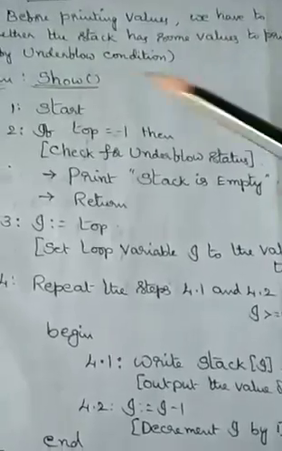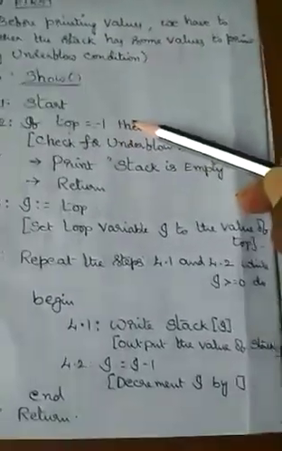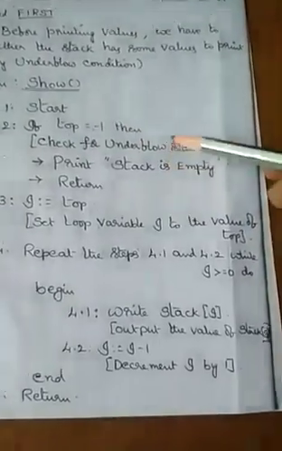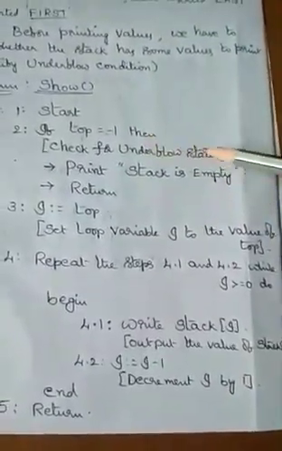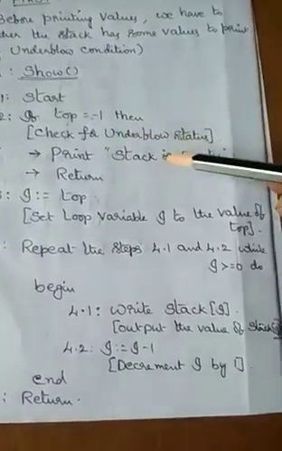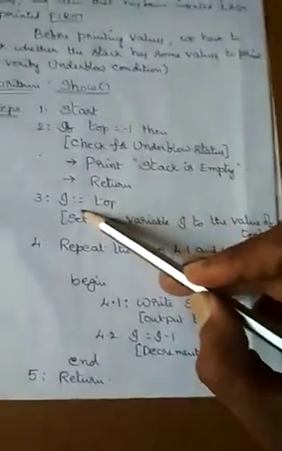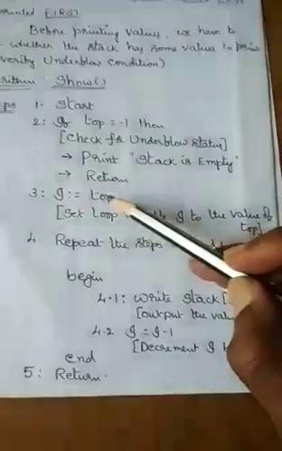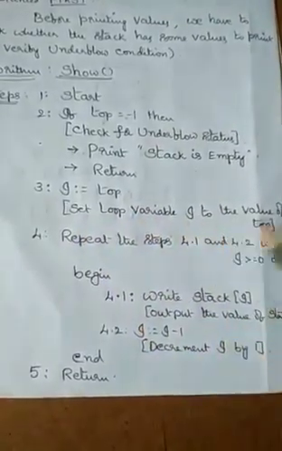Again, the algorithm is: start. First verify whether top equals -1 or not. If top equals -1, there are no data items present in the stack, so it is in underflow status. So we display "stack is empty" and return. Otherwise, take another integer variable called I, and set the loop variable I to the value of top.